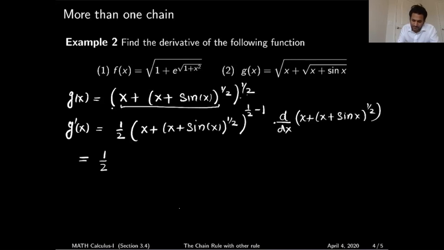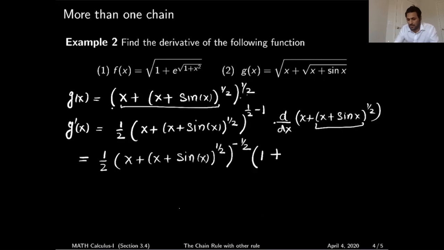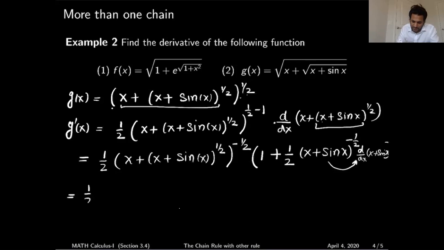We will simplify the outside function, which is going to be x plus sine x to the power 1 half, all to the power negative 1 half. And then we will take the derivative of the inside function. The derivative of x is 1. And the derivative of this function is again a chain rule, because the 1 half is the outside function and x plus sine x is the inside function. So we will use the chain here: 1 half, x plus sine x to the power negative 1 half, because you take 1 from the power. And you multiply by the derivative of this function beside it, x plus sine x. So that's our last step.